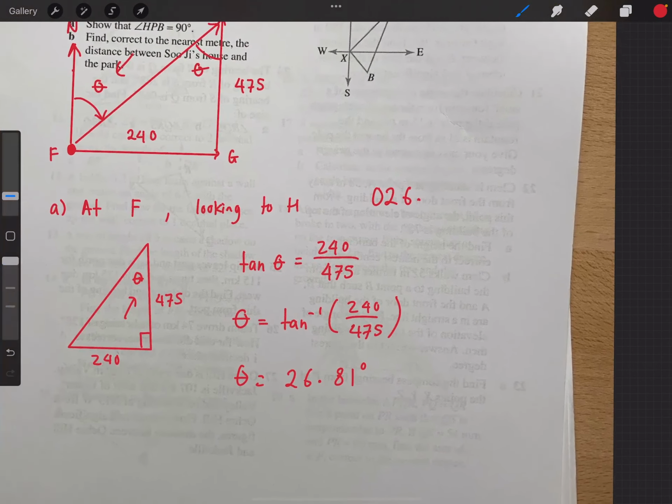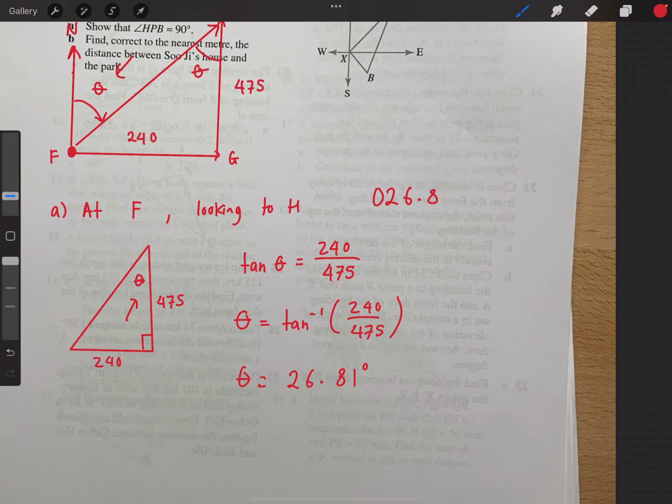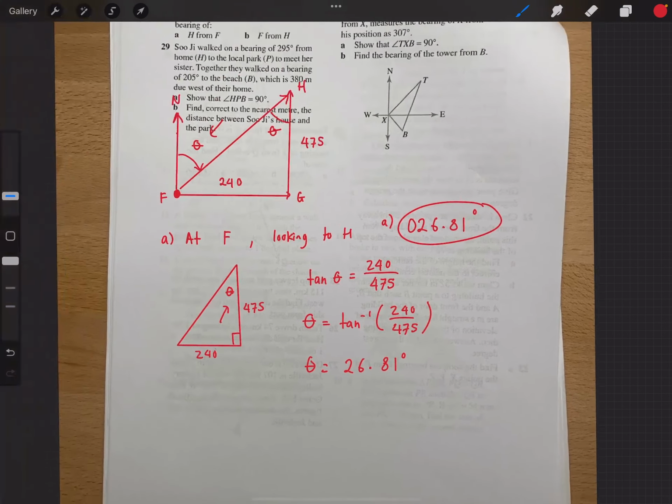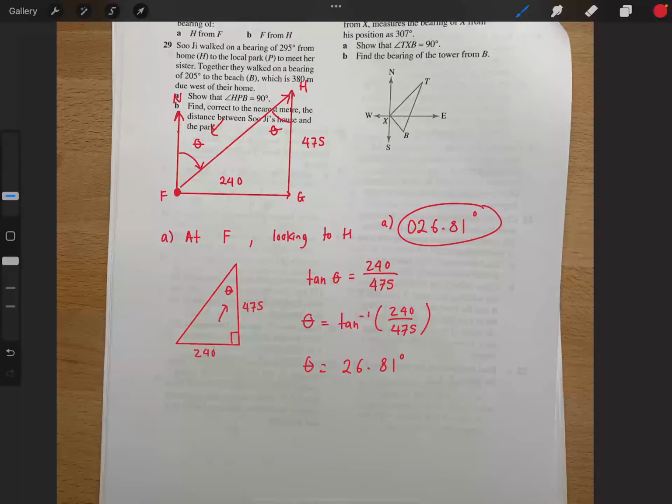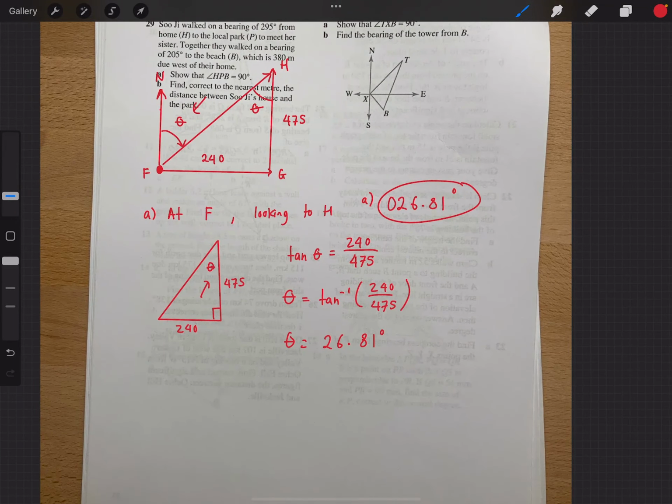I'm just going to put it to 2 decimals, so it's going to be 26.81 degrees. There's your answer for A. Okay. Now B, it says F from H. Oh, okay. It's F from H.